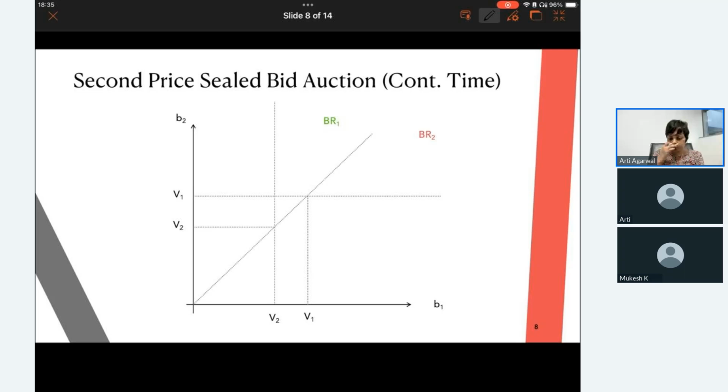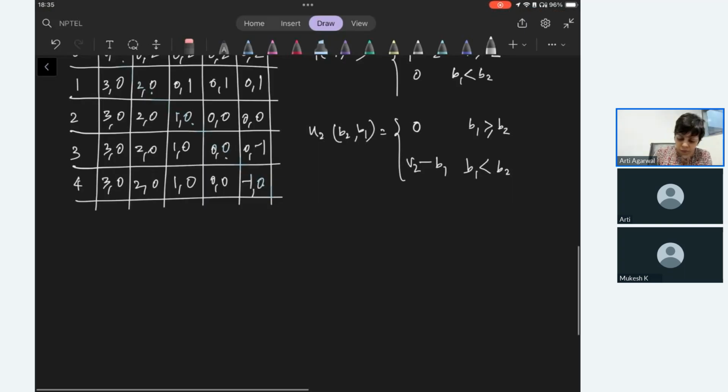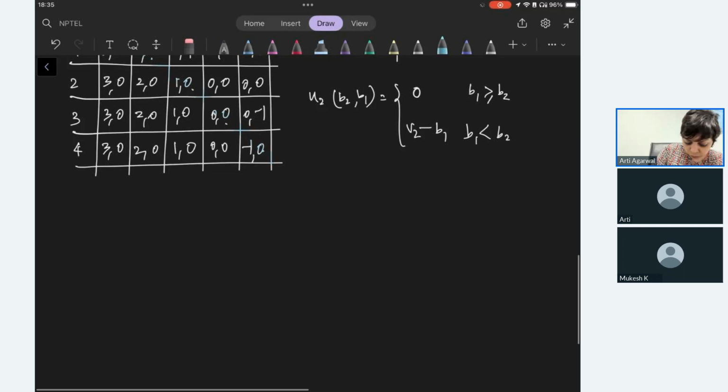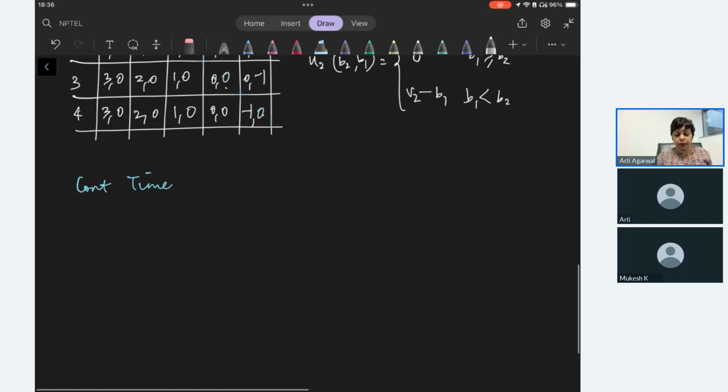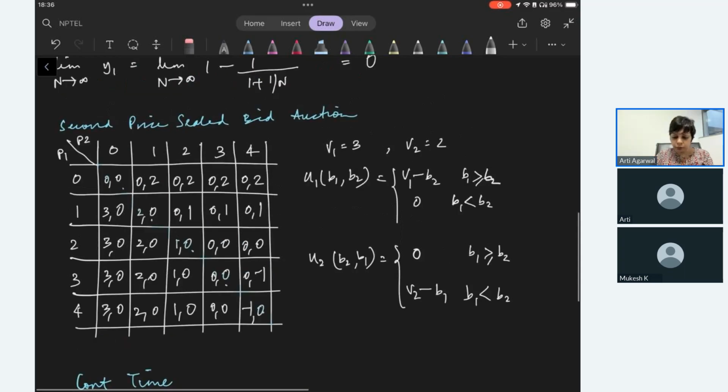Okay, so I'll come to this. First, let me write down the continuous time case. Now in the continuous time case, actually whatever we did so far, this part which we wrote here, the payoffs calculation is the same, right? Only V1 and V2 values are unknown. The calculation for payoffs is actually the same.